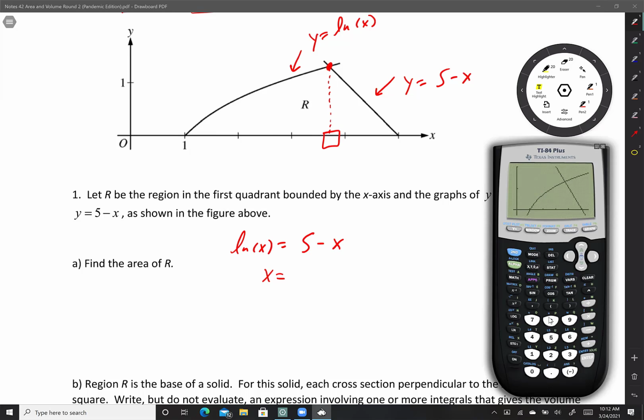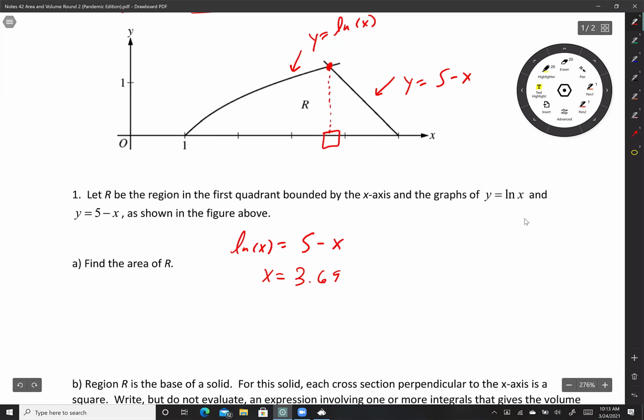Number 5? Perfect. And then because I only have 2 curves, you can just push enter, enter, enter. And when it says guess, there's only one intersection, so just push enter. And there it is: 3.6934414. I think I can remember that. 3.69344414.